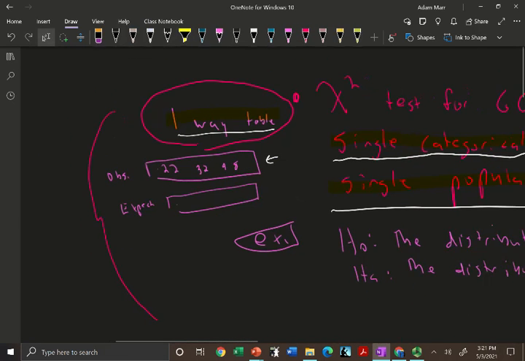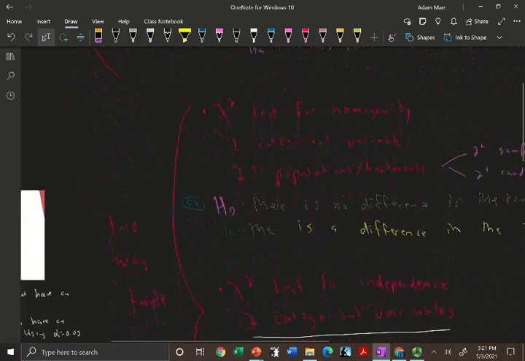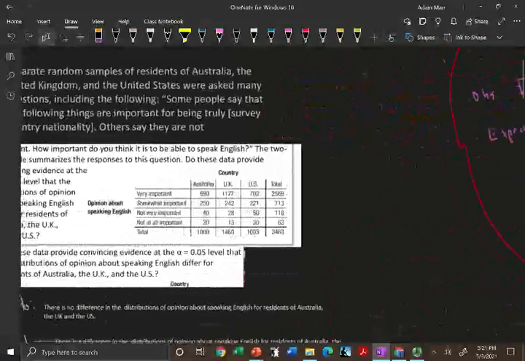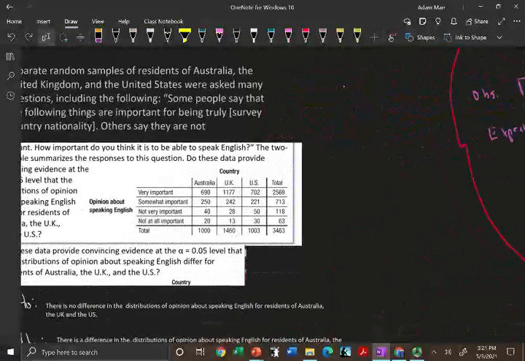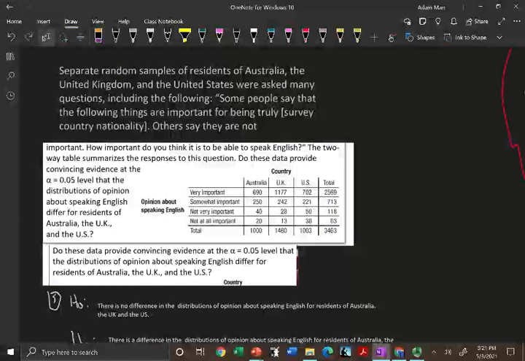By the way, I forgot to say one thing. Goodness of fit is a one-way table. Both independence and homogeneity are going to be two-way tables. So since this is a two-way table, we know automatically this is either going to be independence or homogeneity. Which one? Well, it says that we took separate random samples of residents of Australia, United Kingdom, United States. So three separate random samples. That tells me immediately that we are talking about homogeneity.